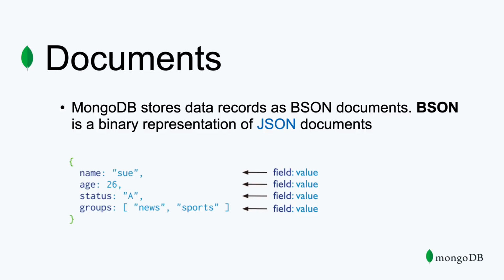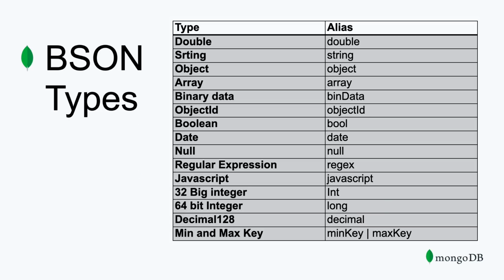In terms of data types, you can have all of these data types: doubles, strings, objects, arrays, binary data, and object ID. This is how you uniquely identify a document. Boolean for true or false, dates, null values using the null keyword, regular expressions, JavaScript. You could have 32-bit integer and then 64-bit integer using long, decimal, and then min and max keys. Next, let me go ahead and show you how to create a class and represent that as a collection, and then insert documents.